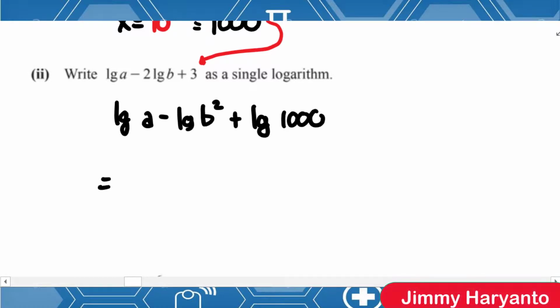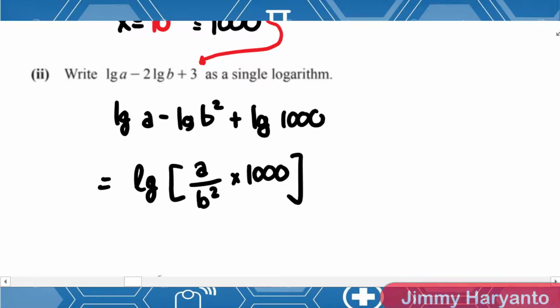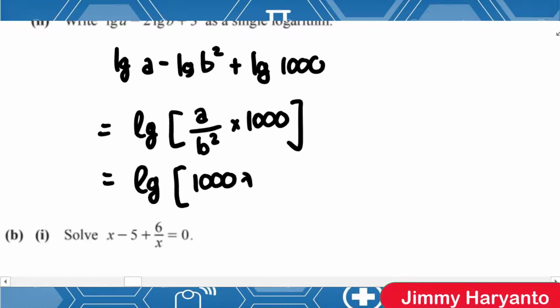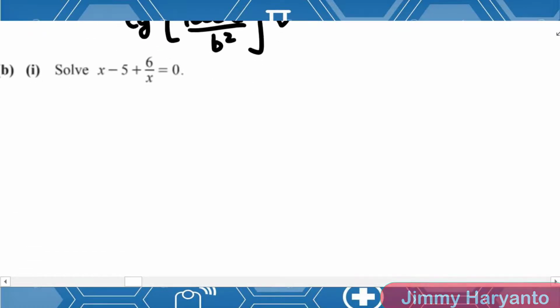After that you can simplify the logarithm using the properties one more time. Minus means a over b squared, plus means times 1000. The lg 10 becomes 1, so it becomes 1000a over b squared. There you go. Next, solve.